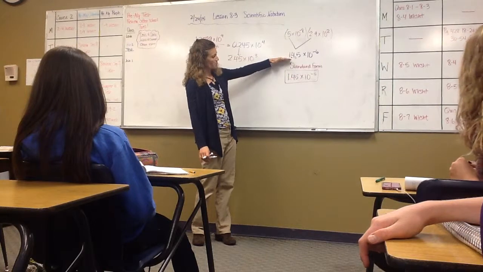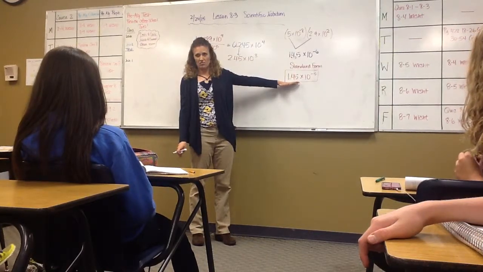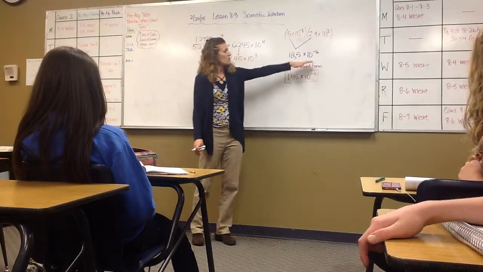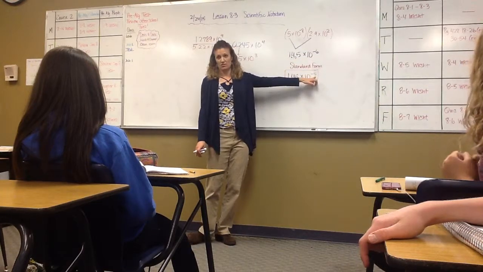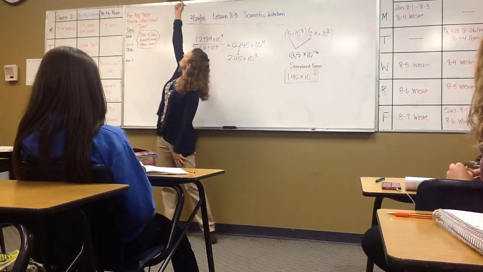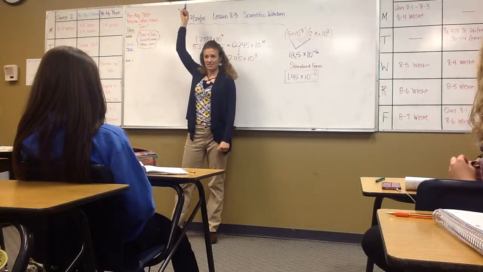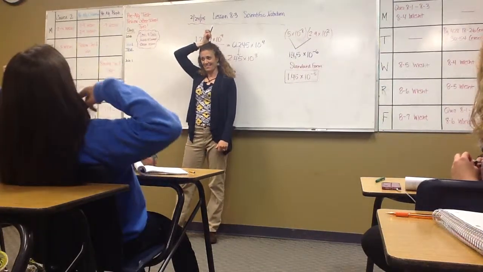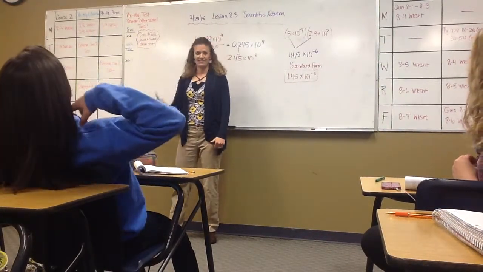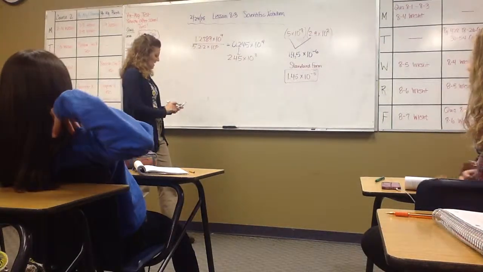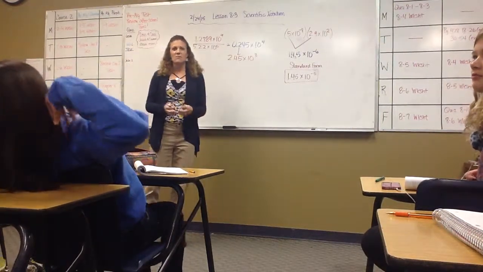Okay, from 14.5 to 1.45, it got smaller. Cool, we can agree on that? So therefore, your exponent has to get bigger. Negative 5 is a bigger number than negative 6. Okay, I get it. We're okay with that? Yeah. Okay. Wanna go to the boards? Guys, got it? Okay. Kimmy.